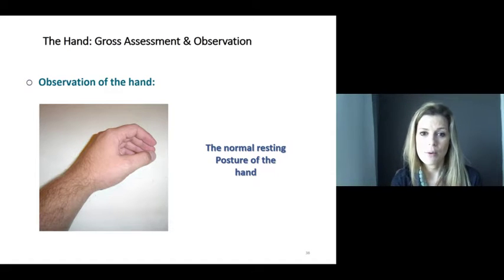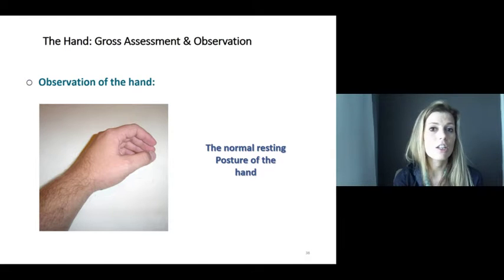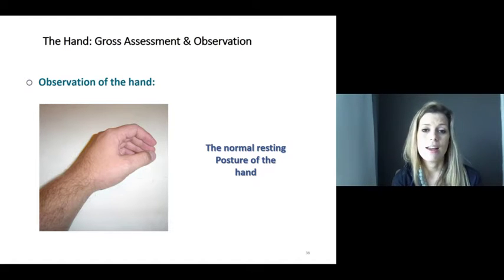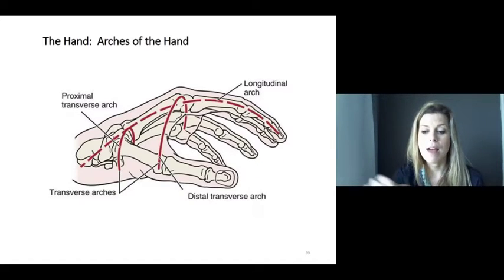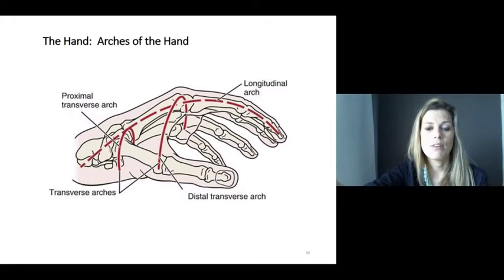So whenever you're evaluating somebody, it's really important to just look at the posture of their hand. And if it's anything but this posture, then they may have a muscle imbalance, they may have a nerve injury. The arches of the hand really feed into the posture of the hand. So we rely on these arches to provide good functional contours.